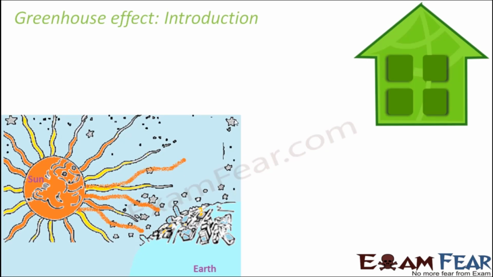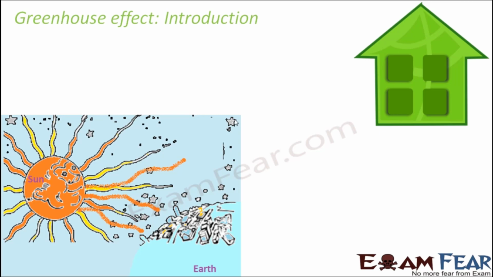Greenhouse. By looking at the name you might think that this is a house which is green in color. It is definitely not that, but it is an effect that maintains the temperature within the earth. Some time back I was telling you that the atmosphere acts as a blanket and therefore it helps the earth to maintain its right temperature. So continuing from there, I'll tell you how exactly the temperature inside the earth is maintained.